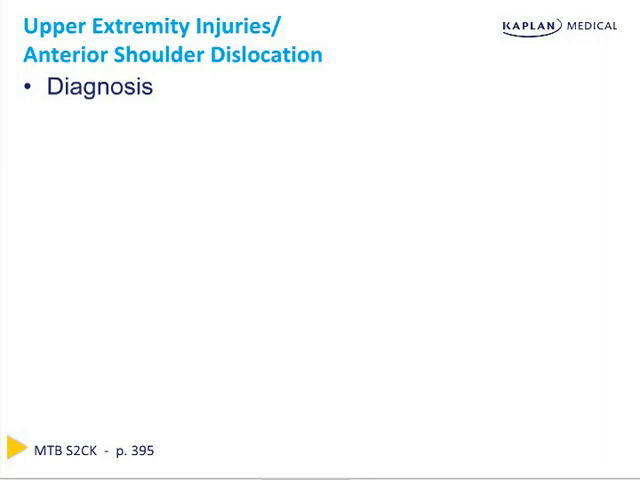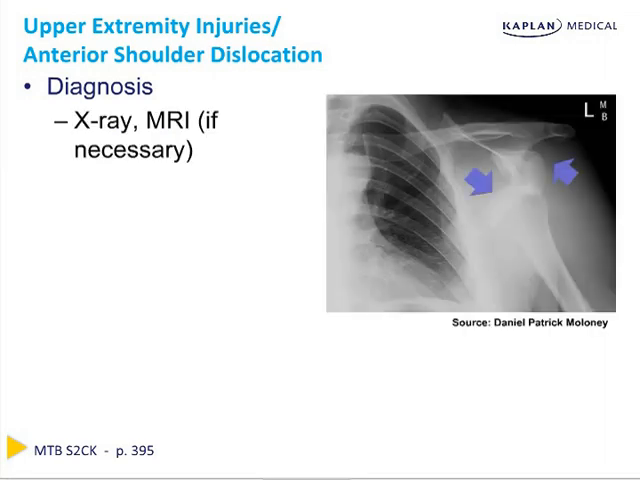Diagnosis may be obvious on exam, but these patients should always get an X-ray to confirm the diagnosis and to ensure that there are no fractures associated with the dislocation. The classic X-ray to the right reveals an empty glenoid fossa and an anteriorly displaced humeral head. In rare situations, an MRI may be warranted to evaluate structural shoulder damage.